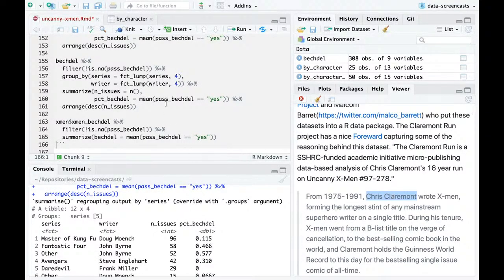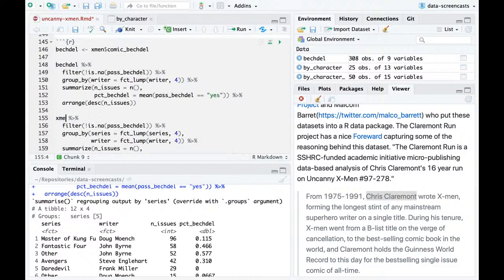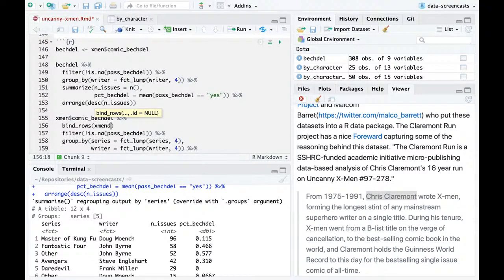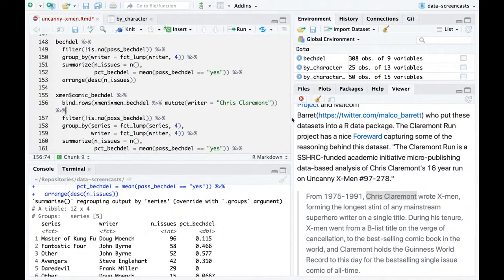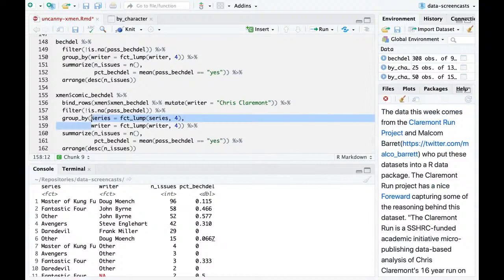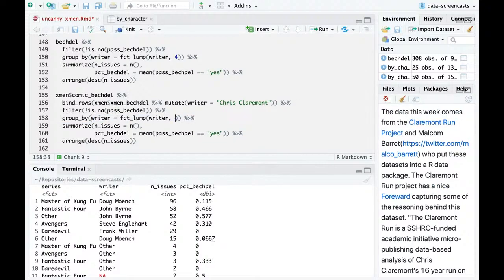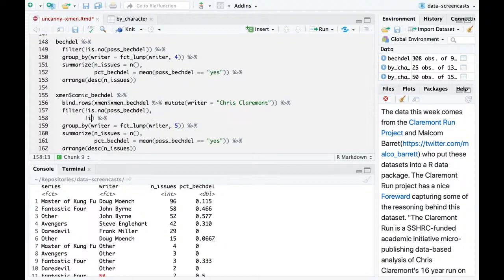Okay, so then I think the way that I would aggregate these all together is take X-Men comic Bechdel, bind rows with X-Men Bechdel, mutate writer equals Chris Claremont, and then do the aggregation here, and drop the series. Now needs to be 5. Not is NA writer.